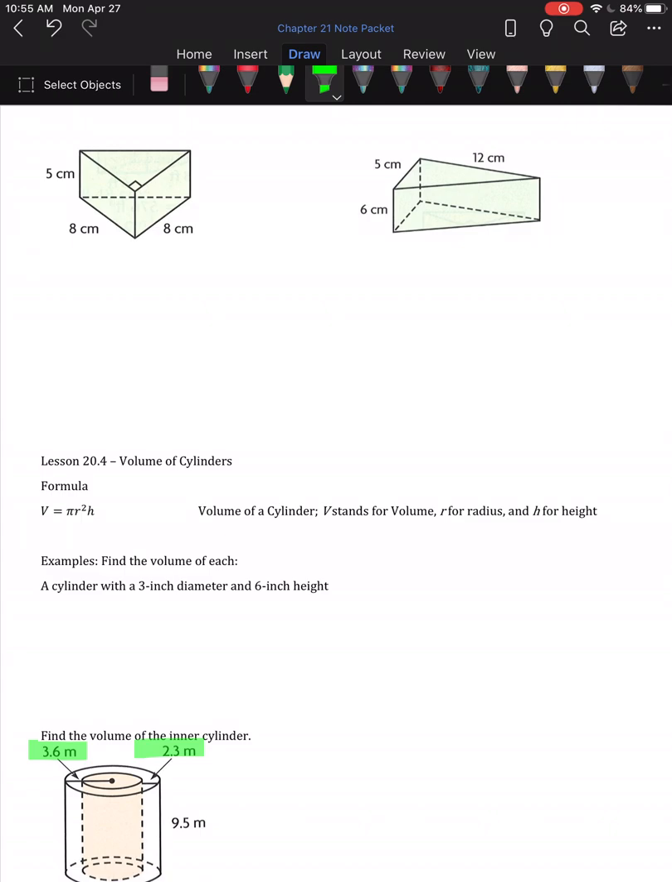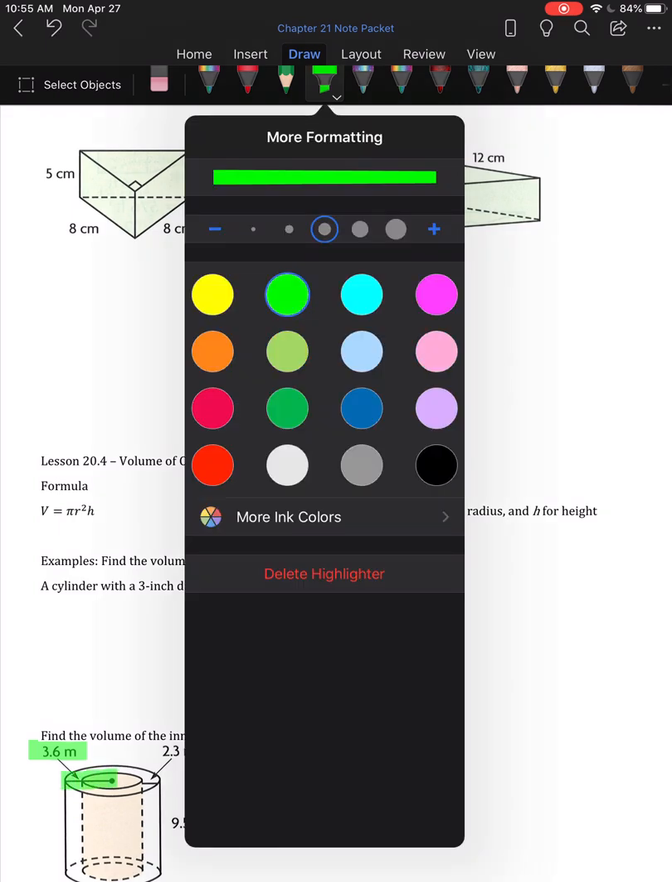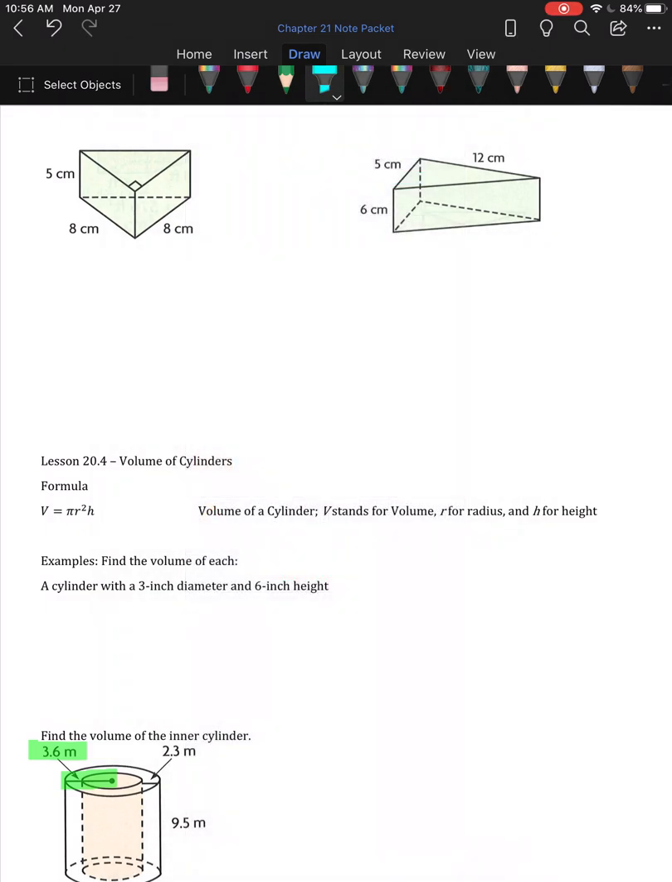Okay, so I'm actually going to change the color on that. The 2.3, maybe, possibly, work with me. There we go. So the 3.6 is the entire radius of the full thing, center to the outer edge of the outside. This 2.3 is the distance between the edges of the inner and outer cylinder.